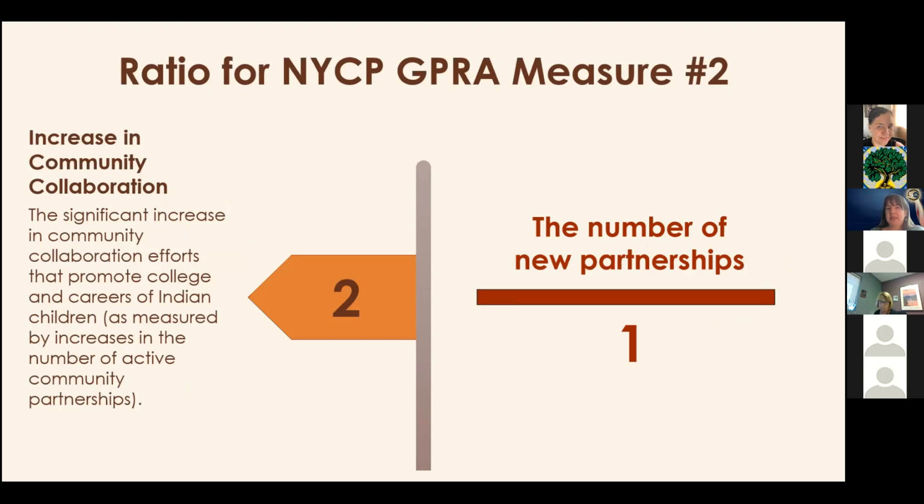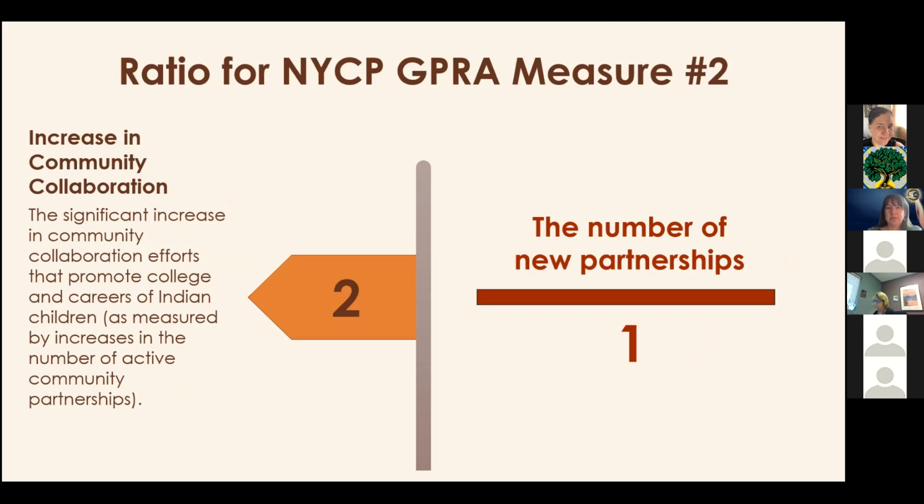So for the second GPRA measure, this measure is about the increase in community collaboration. It reads: the significant increase in community collaboration efforts that promote college and careers of Indian children, as measured by increases in the number of active community partnerships.